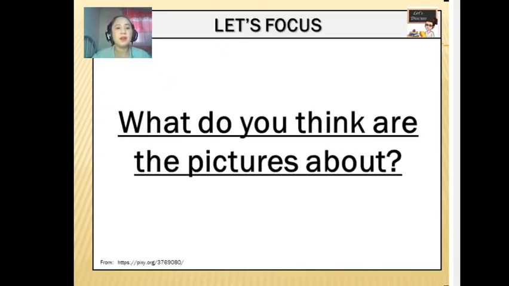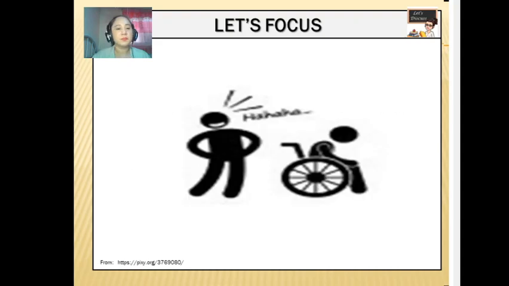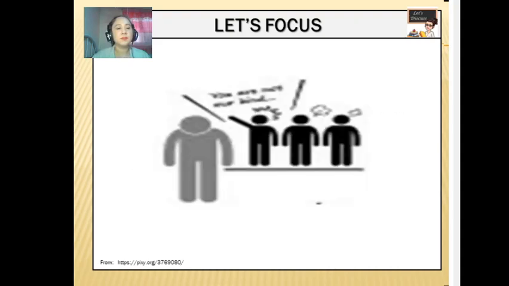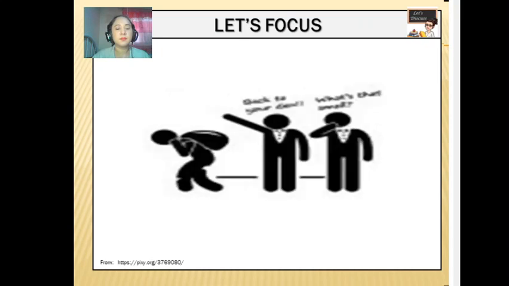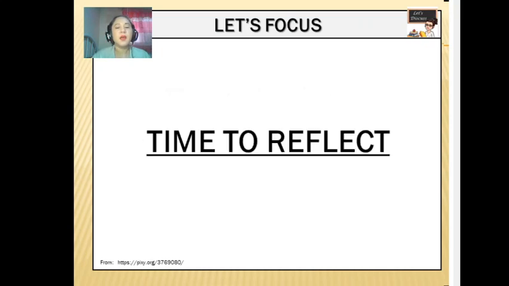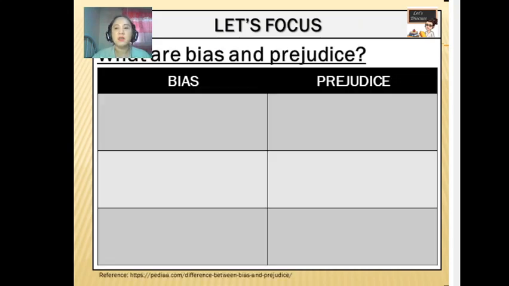So before we start, let's have first a reflection. What do you think the pictures are about that I'm going to show you? Now, what do you feel after seeing these pictures? Now, these pictures are examples of bias and prejudice. So, what are bias and prejudice?